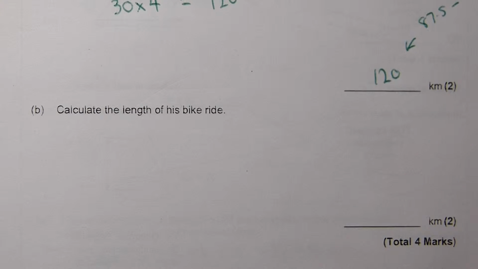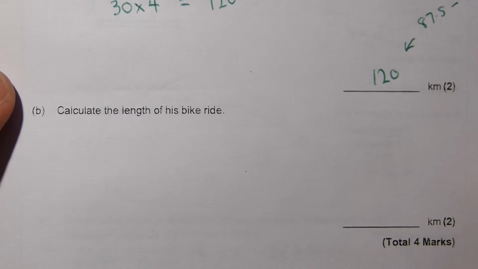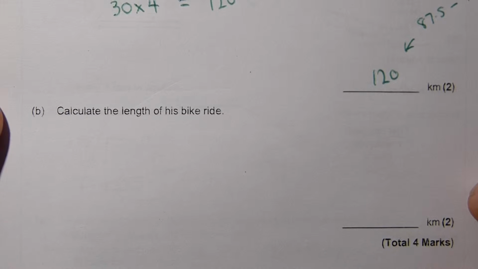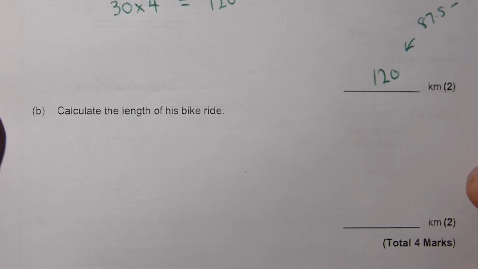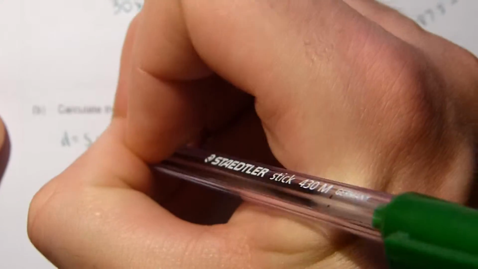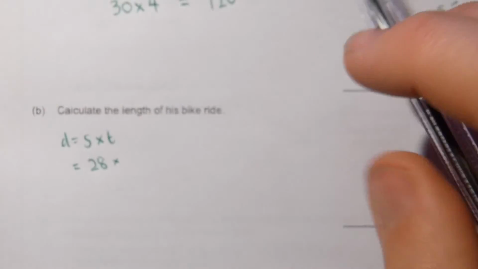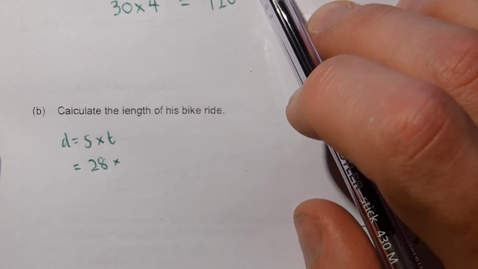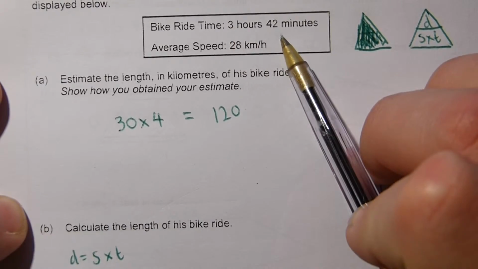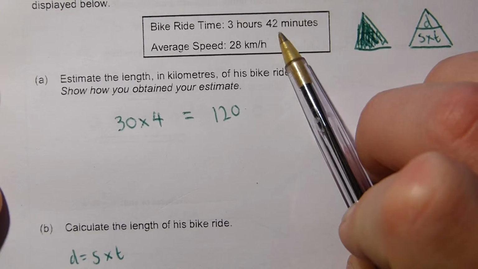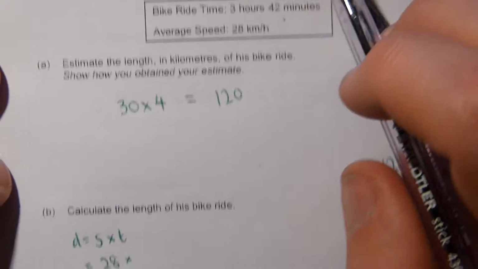Question B asks us to actually do the calculation accurately this time. So we're going to need to have a think here. To work out the distance again, we're going to need to do speed times by time. Right, his speed is 28, so let's leave that as 28. Now his time, at the minute, is measured in hours and minutes. What we need to do is to change that into just hours.